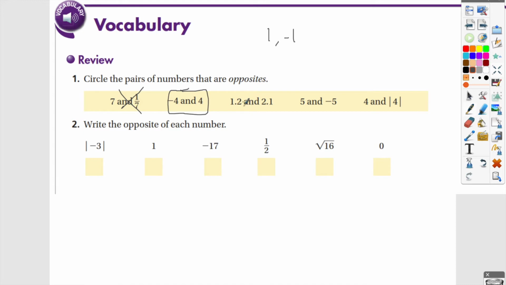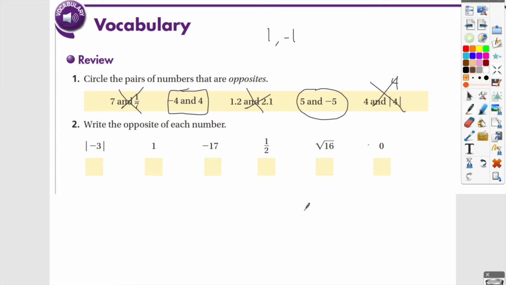1.2 is not the opposite of 2.1. 5 is the opposite of -5. And last but not least, 4 and the absolute value of 4. The absolute value of 4 is different because we have to solve this one out first. So what is the absolute value of 4? Well, 4. 4 and 4 are not the same.